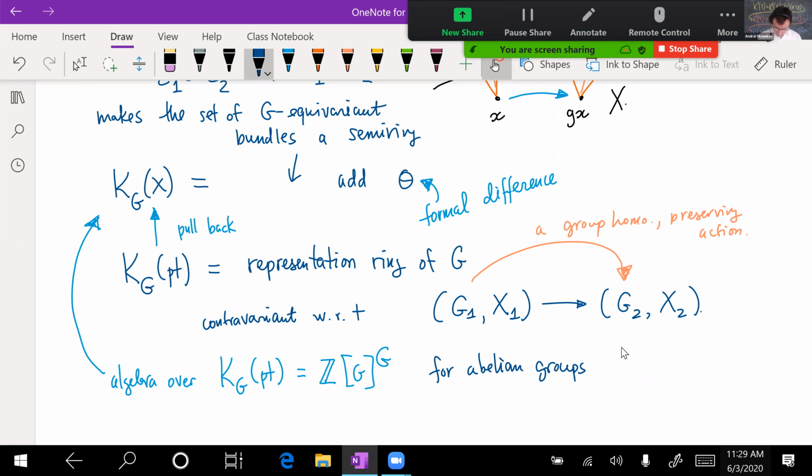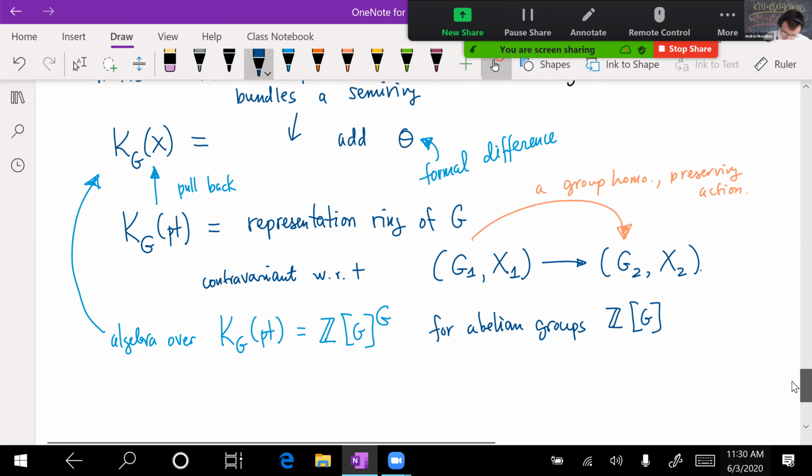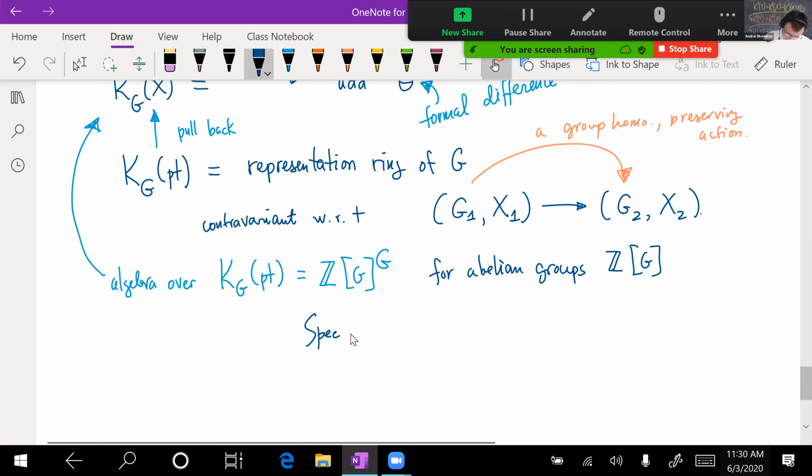This is just G. This is just functions on G. So in other words, if I look at the spec of equivariant K-theory, and we will have to be doing this.